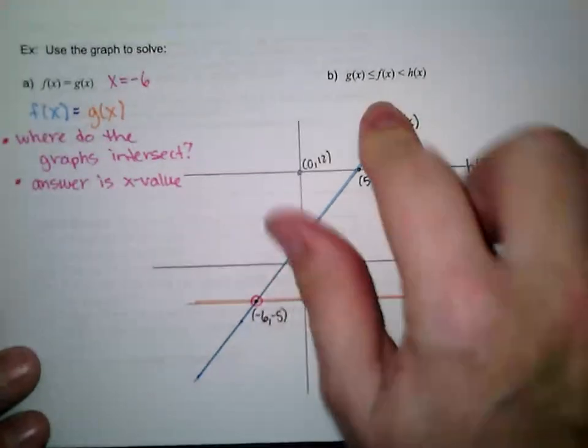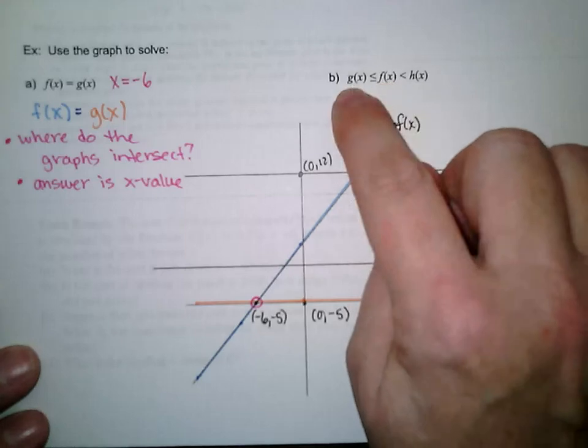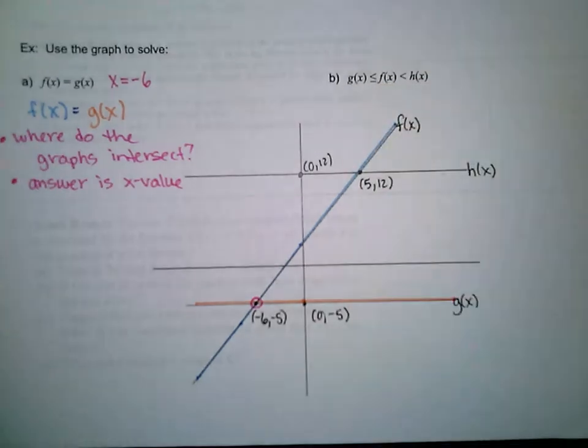Okay, oh, this is a good one. f of x is trapped between g of x and h of x. Okay, we haven't had h of x yet. Let's see, we can make h of x green. How about that?